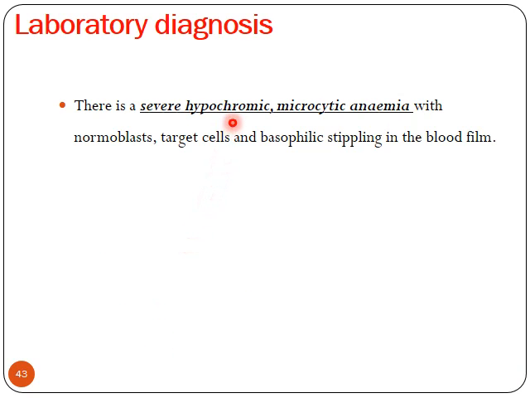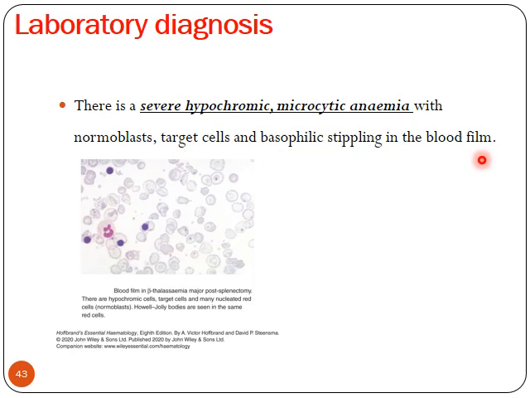In the laboratory diagnosis, we have a severe hypochromic microcytic anemia with normoblastemia, target cells, and basophilic stippling in the blood film, as we have seen here in this figure of a patient with beta thalassemia.